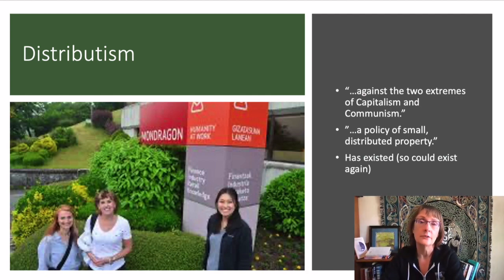So Chesterton says that distributism is against the 2 extremes. So he poses it as the middle between 2 extremes of capitalism and communism. It is a policy of small distributed property. Okay, and he argues that it has existed, and so it can exist again, and he's not arguing that it has to exist the way it used to. Okay, now he was writing this in the 1920s, when you think about it, my God, almost 100 years ago, right? So things have changed drastically.